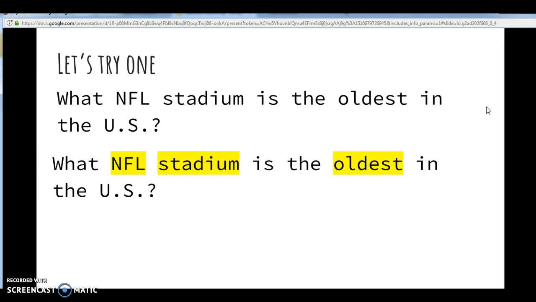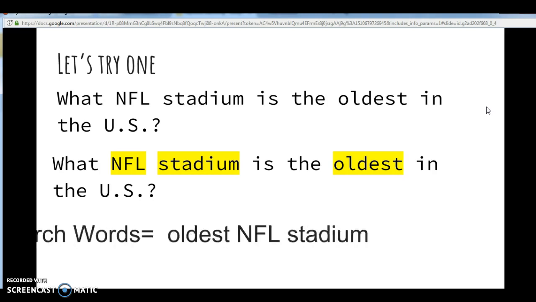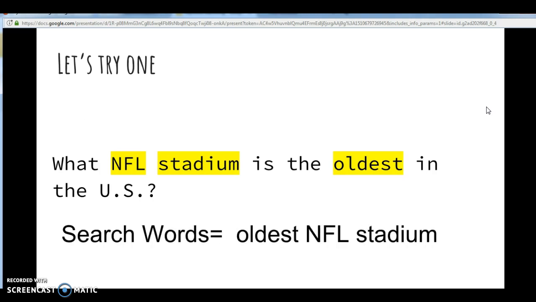So you would highlight NFL stadium and oldest, because we do not need the words what, or is, or the, or in, or the other the, or U.S., okay? Because the NFL usually is only played in the United States, right? So the search words that I would type in would be oldest NFL stadium. I would want to know what the oldest NFL stadium is, so I can just type those in. Pretty cool, okay? So you see how I took what was highlighted and I put them into different search words.